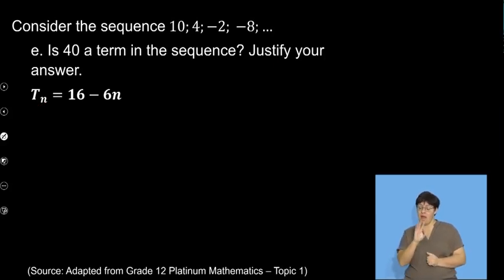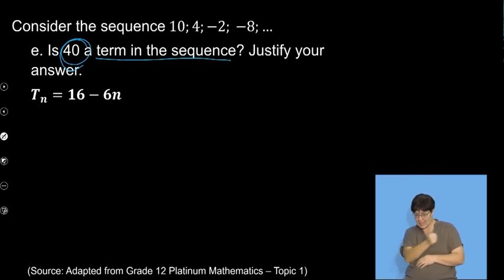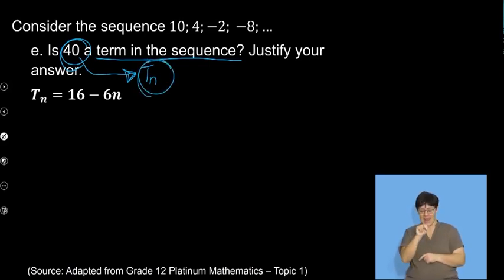We have been asked, is 40 a term in the sequence? We need to justify our answer, why it is or why it isn't. When I'm asked, is 40 a term in the actual sequence? What this is asking me is this Tn value? Because I know when I substitute n for Tn, I'm substituting a number in.